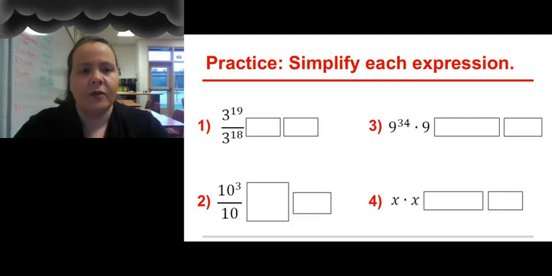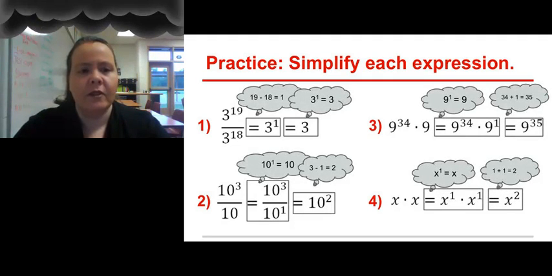Okay, I guess you're back. We will now look at the answers to these. For 3 to the 19th divided by 3 to the 18th, you're using the rule there. 19 minus 18 is 1, and 3 to the first power is simply 3. In problem number 2, you have 10 to the third divided by 10. Well, that's 10 to the third divided by 10 to the first, and 3 minus 1 is 2, so you have 10 squared. We could simplify that to 100, but for the sake of what we're doing today, I just left everything expressed as an exponential expression.